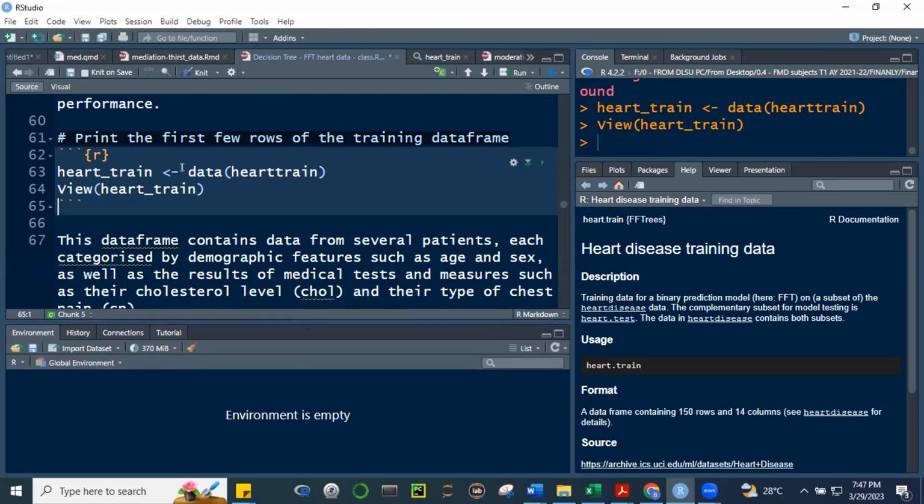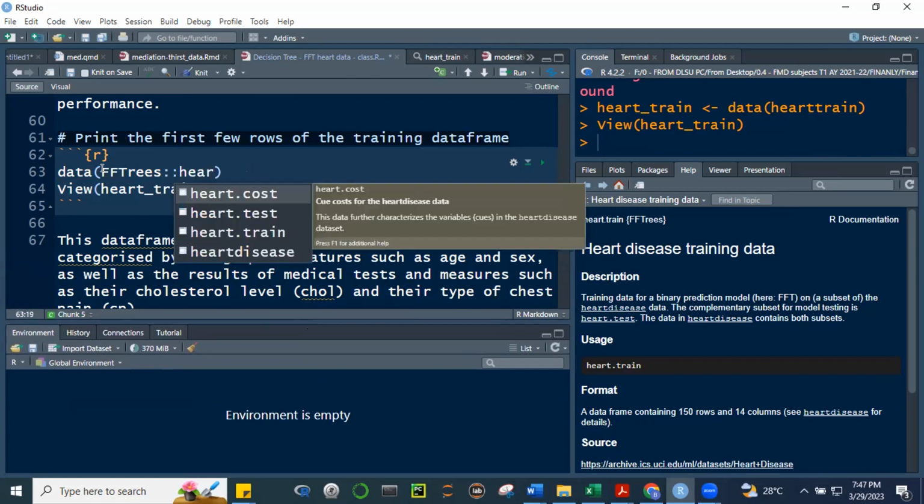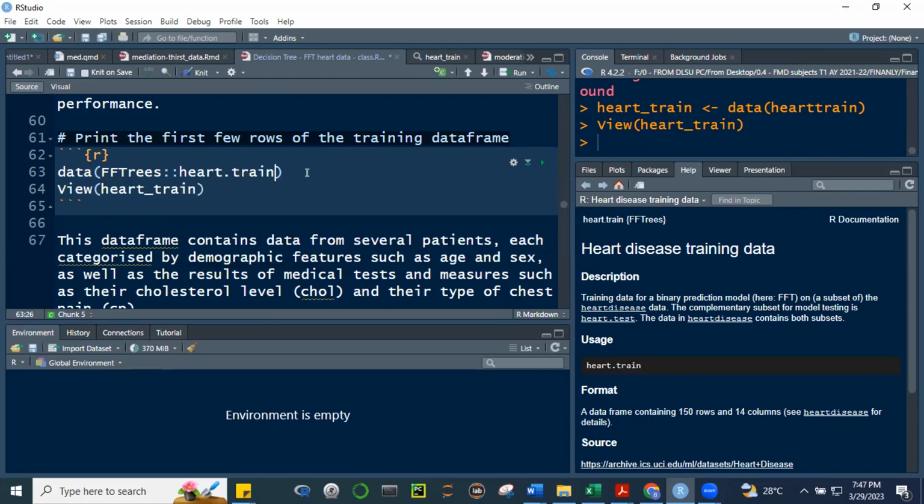This time, una muna yung regular, no? Okay, data. Tapos, ano nga to, FF3s. Ayan ha. Ginawa ko, data, tapos pinasok ko yung package and then double colon so that it will generate lahat ng mga functions na makikita natin kay FF3s. Okay, so this is what I did. So yan, FF3s, then colon, colon, and then heart.train. Let's see what happens.